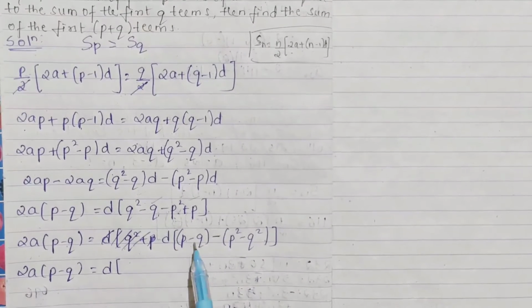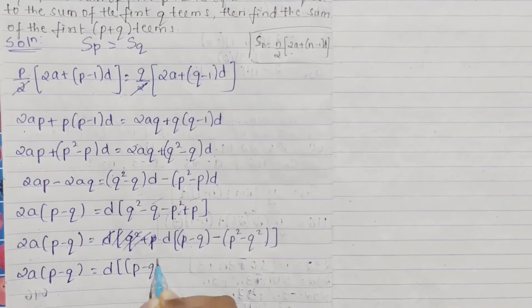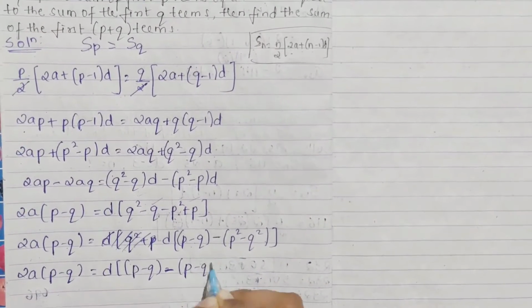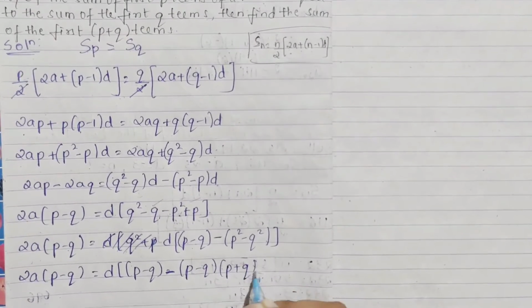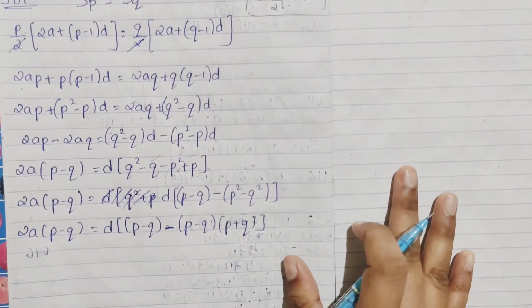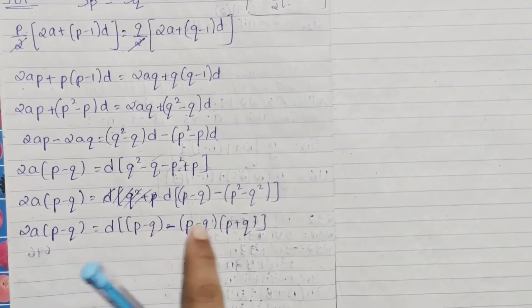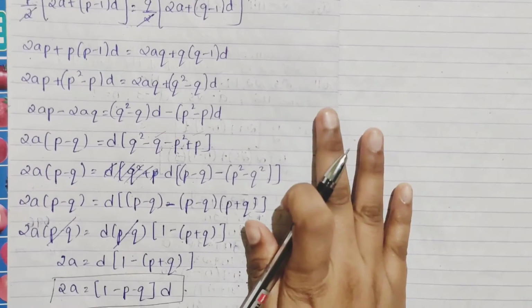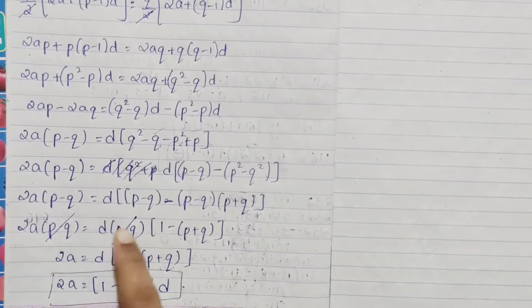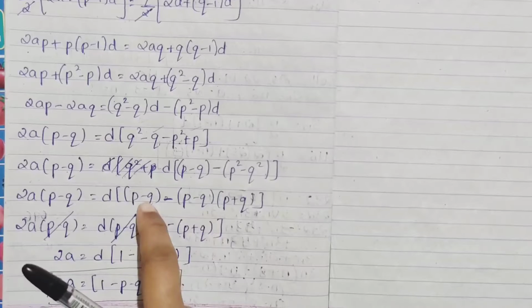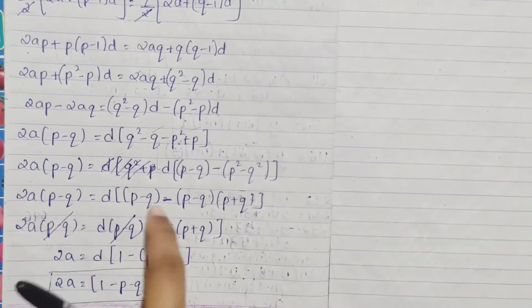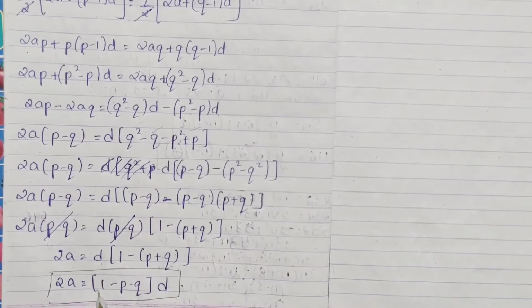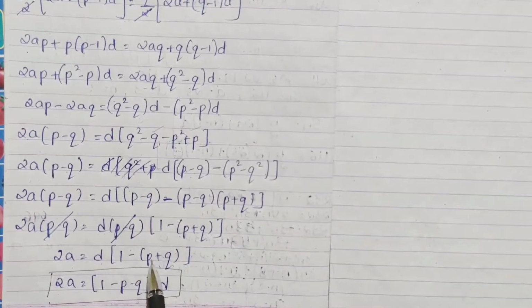So d, here you are having p minus q minus, this is p square minus q square. So how can you take it? p minus q into p plus q, right? a square minus b square. So here p minus q is there, from this both also p minus q I'll take common, then we can cut it off. See, p minus q gets cancelled off, so left is 1 minus p plus q. You are having 2a is equal to d of 1 minus p plus q. So how I have written 2a is equal to 1 minus p minus q d, right? So this you have got.